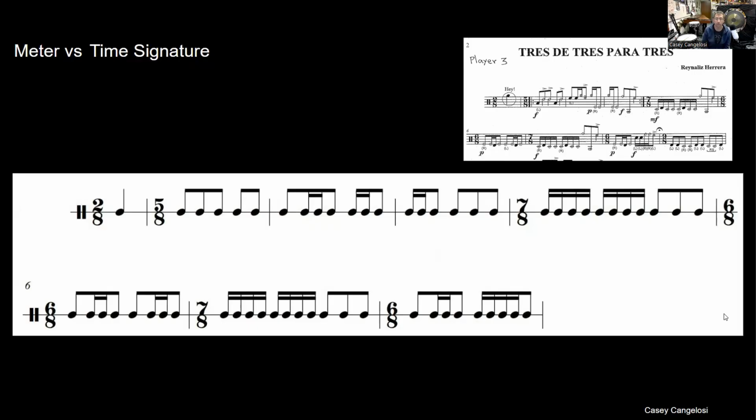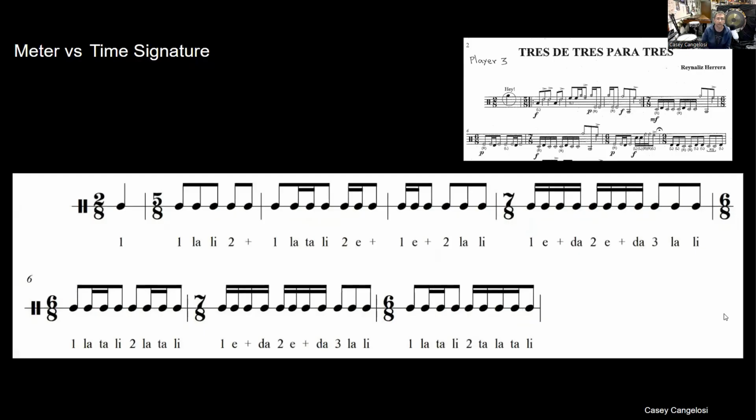We have a lot of mixed meter, and how you count it, I would first find all the main beats and label them with numbers, and then go down our rhythm tree and find all the subdivisions and label them. 1 la li, 2 and 1 la li, 2 e and 1 e and 2 la li, 1 e and a 2 e and a 3 la li, 1 la li, 2 la li, 1 e and a 2 e and a 3 la li, 1 la li, 2 la li.